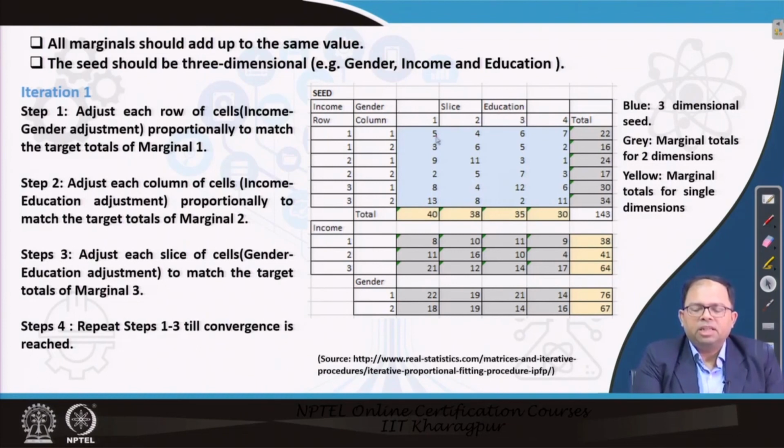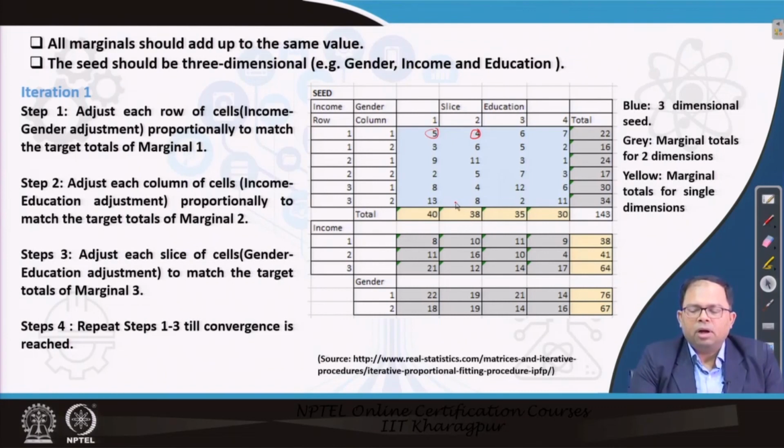In the first part, this blue part is the three-dimensional seed. That means for each row, row 1, column 1, or income level 1, gender of the first category, education level 1, this is the value. Then this one is the same row, same income group, same gender, for education level 2, what is the seed, and so onward. So, this is the three-dimensional seed that we have got.